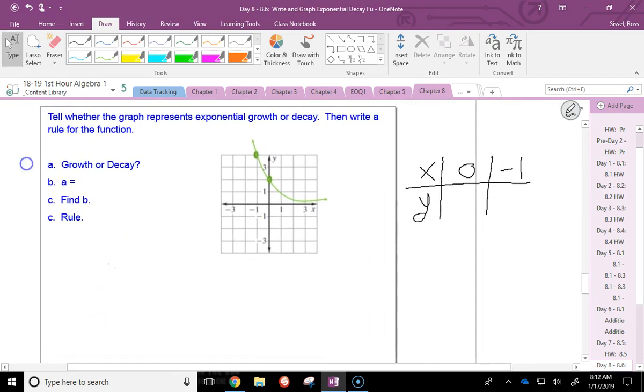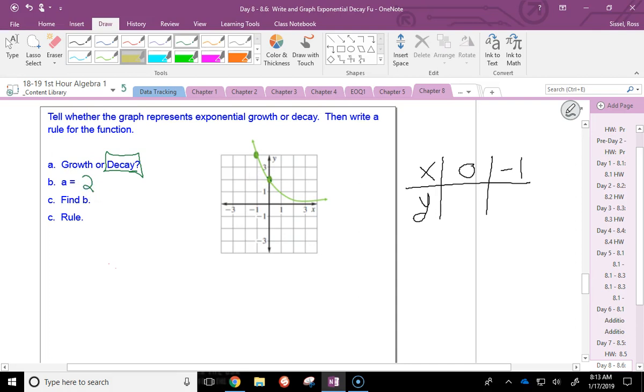Does the graph represent a growth or decay? If we look at this one, which one is this? It is our decay. What is our A? Good. We see that it crosses our y-axis right there, so it is 2.